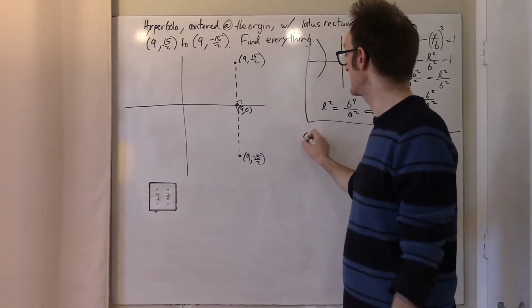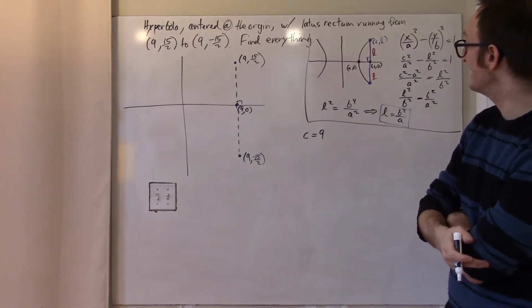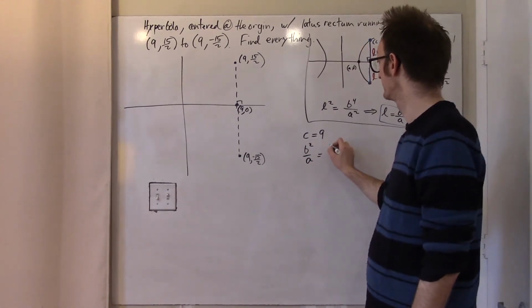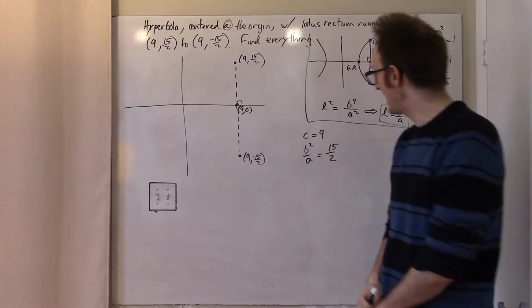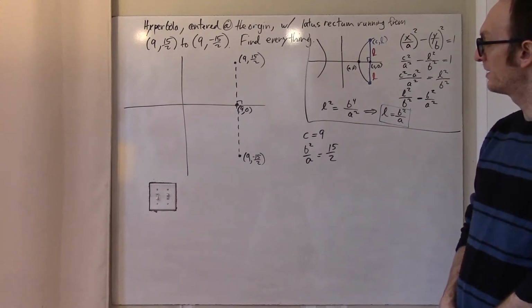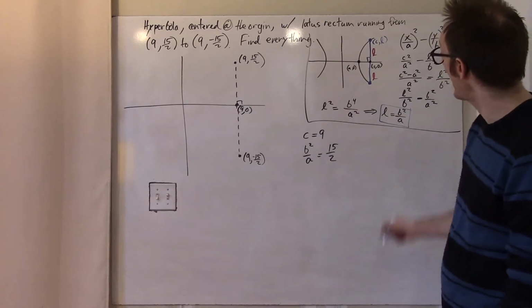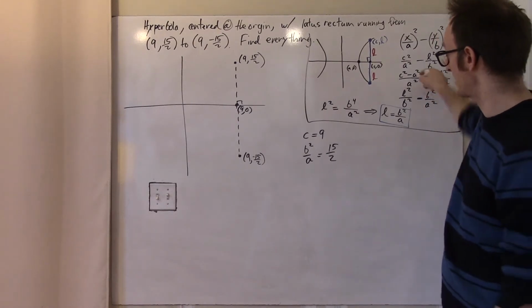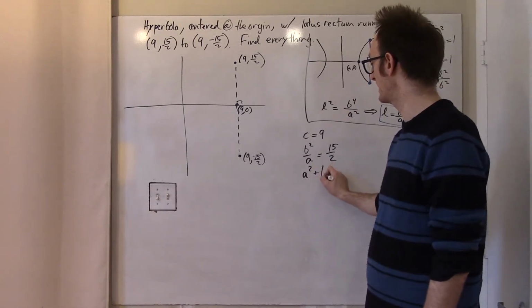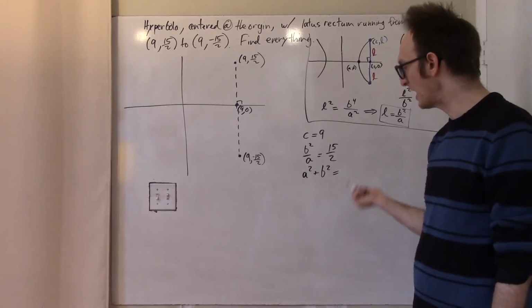I know, first of all, that C is 9, and then I also know that B squared over A is 15/2. And I also know the relationship between A, B, and C. I pretty much just defined B squared to be C squared minus A squared.